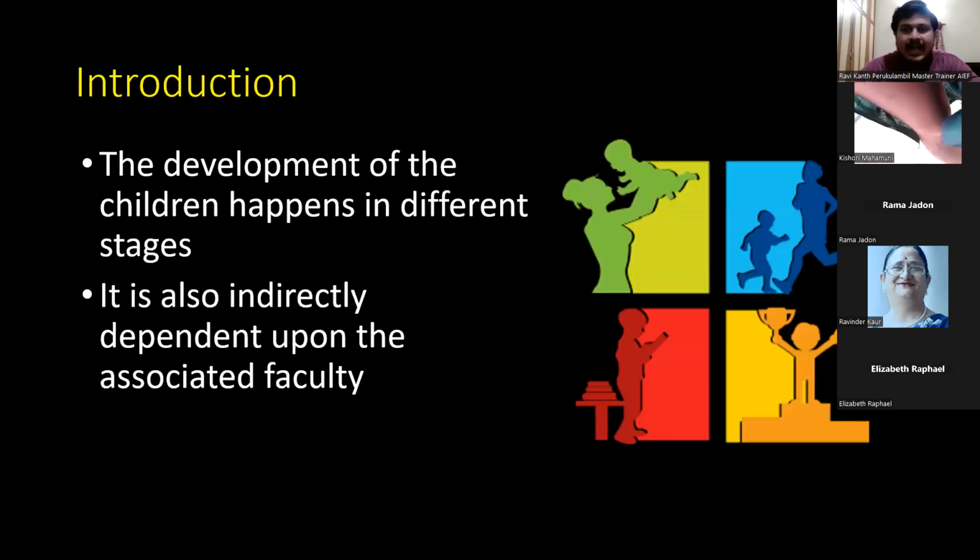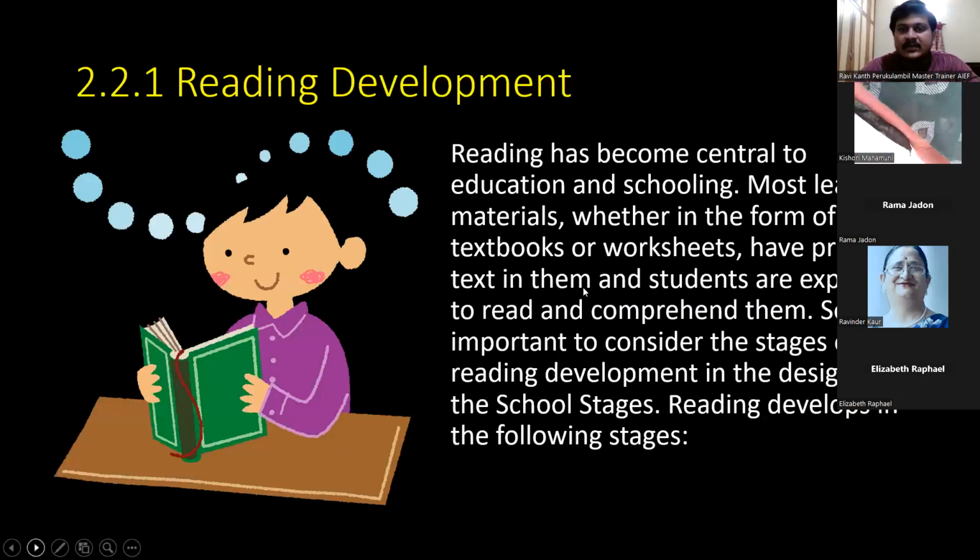The development of children happens in different stages that we have explored yesterday as well, like infancy, early childhood, middle and late childhood, and adolescence. It is also indirectly dependent upon the associated faculty, even the teachers. So let us look into reading development.